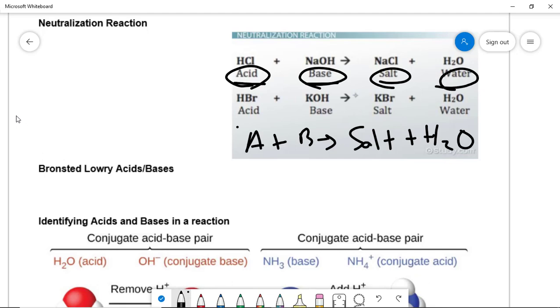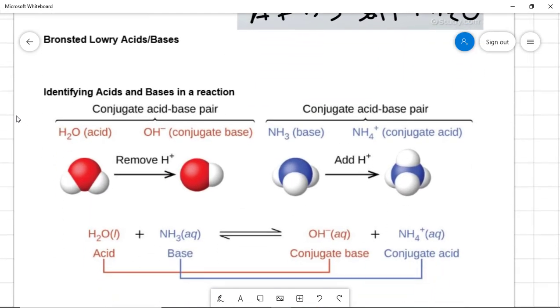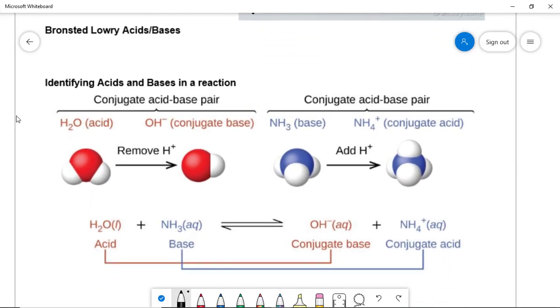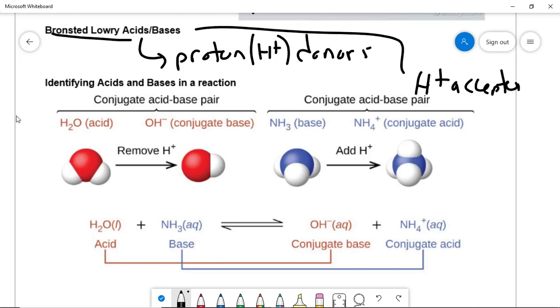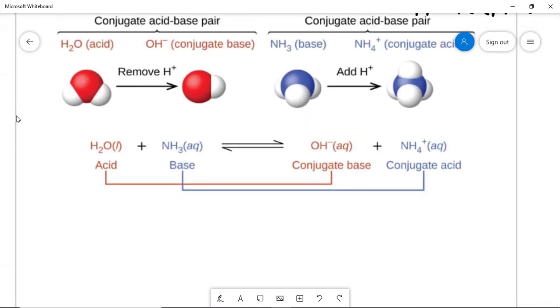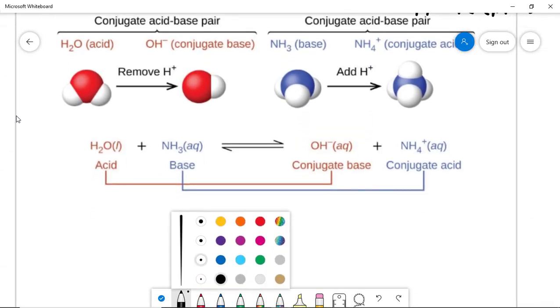So the definitions that we have so far are fine, but it doesn't encompass everything about acids and bases. And so a Bronsted-Lowry definition is much better, where acids are proton donors and bases are proton acceptors. So this makes it real easy to actually go through and identify them in chemical reactions because you can tell very easily what's donated a hydrogen and what's accepted one.